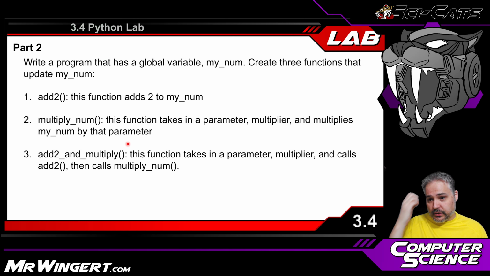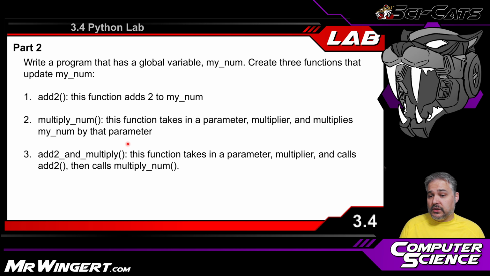And that brings us to the lab. We're not going to do the workbook part. We're going to start with part 2. You're going to write a program that has a global variable, my num, and create 3 functions that update my num. So basically, you're just going to have a function. You're going to give it a number like 5. The first thing it's going to do with 5 is add 2. So you're going to have a function called add2, which takes the input number and adds 2 to that.